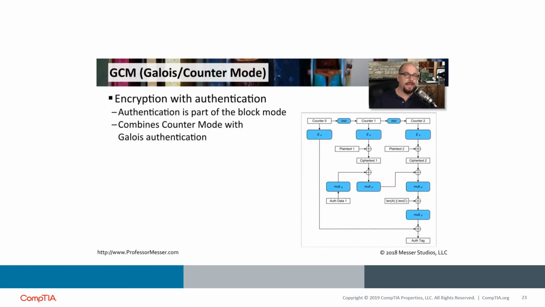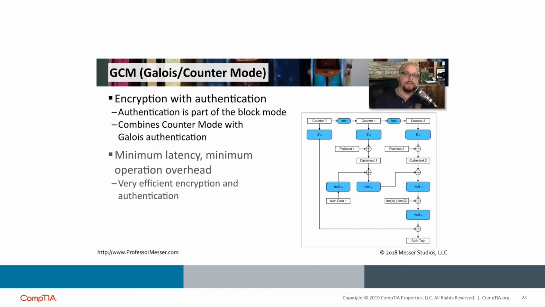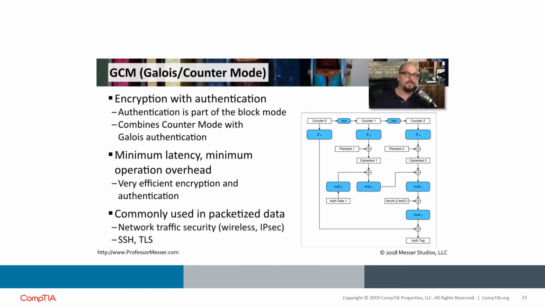If you need to combine authentication with these block mode encryption methods, you can use GCM, or Galois counter mode. This combines the counter mode that we just saw with some additional functions that were created by Évariste Galois, the mathematician. One of the advantages of the GCM mode of operation is that we're able to provide both encryption and authentication at the same time. And we're able to do this with a minimum amount of latency and a minimum operational overhead. Because of this efficiency, it's common to see GCM being used for network communication. You'll see this on wireless networks and IPsec encrypted tunnels, and it's commonly used for encryption to a web server using SSH or TLS.